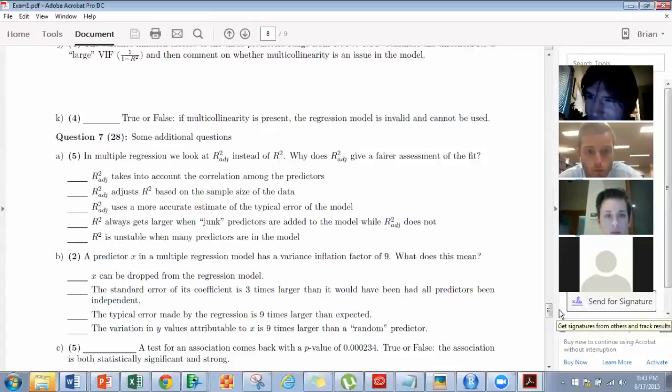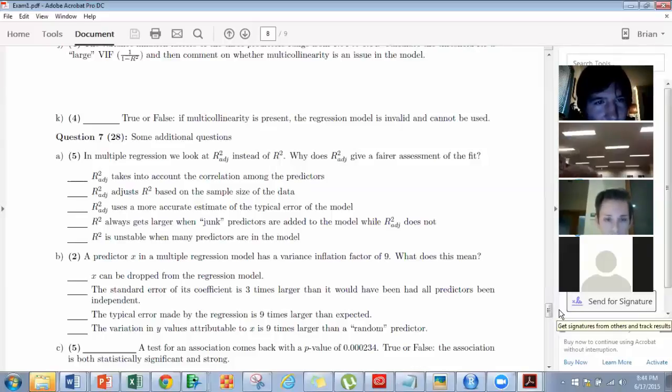Technically, as we've said, it could stay the same theoretically, but usually it's going to get bigger. R squared adjusted uses a more accurate estimate of the typical error of the model. No, it's just penalizing you. R squared adjusted adjusts R squared based on the sample size of the data. Yes and no. That's not the key element of it. Yes, it does take into account sample size within the penalizing factor, but that's not the key element of what it's doing. R squared already looks at sample size, so they both do that.